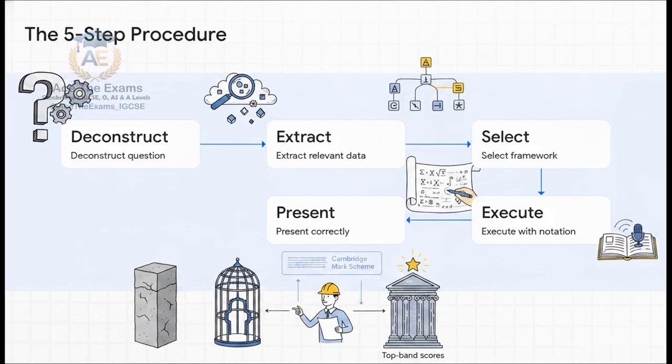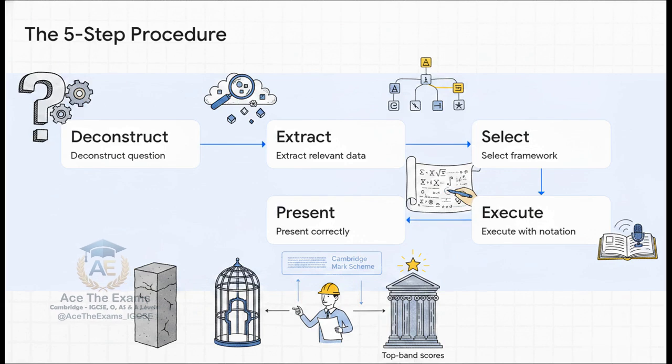Guys, you absolutely cannot skip steps here. If you build a descriptive structure instead of an evaluative one, you fail. You must first deconstruct that prompt, extract only the necessary load-bearing variables, explicitly state your convergence condition, and only then execute with precise algebraic notation. That is exactly how you align your paragraph columns to the Cambridge mark scheme.